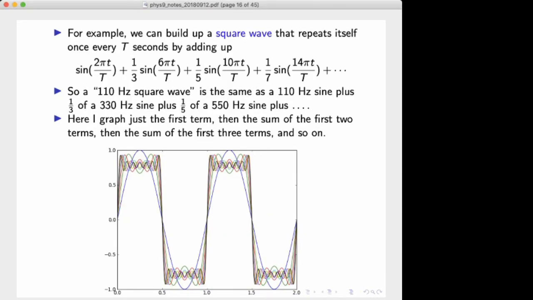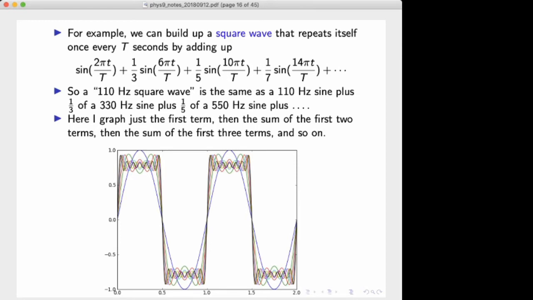For example, you can build up a square wave that repeats itself once every T seconds by adding up sines of 2 pi t over big T, where big T is the period. Basically, frequency f plus 1/3 of frequency 3f plus 1/5 of frequency 5f plus 1/7 of frequency 7f. So a 110 hertz square wave is the same as a 110 hertz sine wave plus 1/3 of a 330 hertz sine plus 1/5 of a 550 hertz sine, and so on. I'm graphing here the first term, then the sum of the first two terms, the sum of the first three terms, and so on. Once you get to five or six terms, you get a pretty decent square wave. So a square wave is made up by building up different sine waves: f, 3f, 5f, 7f.